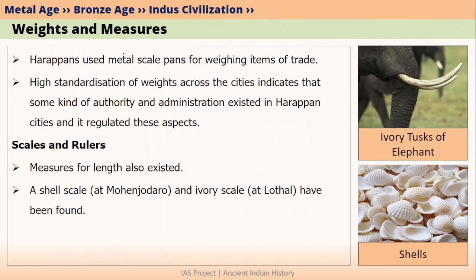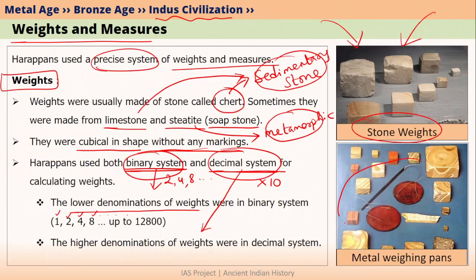For weighing objects, Harappans used metal scale pans. You can see the metal scale pan in this picture. So these both are actually metal scale pans. It is basically a simple balance that we use today.